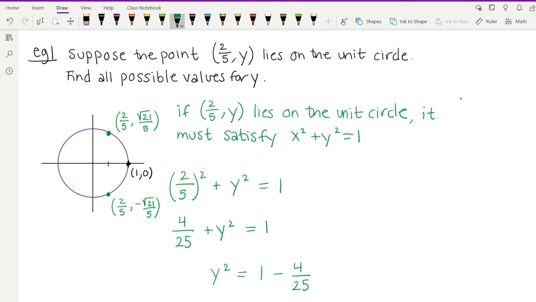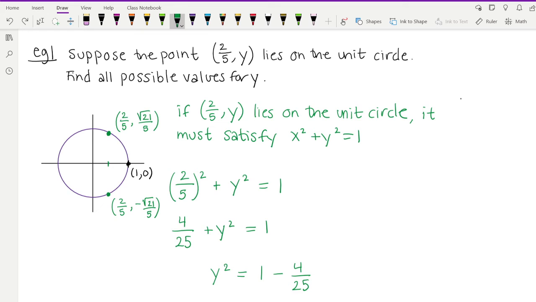So in this problem, I told you to find all possible values for y, but oftentimes in this style of question, you'll also be told what quadrant the point lies in. So instead, if I had wanted you to find just one of these 2 points, I could have said, suppose the point 2/5 comma y lies on the unit circle in quadrant 1. So if you knew it lay in quadrant 1, then that would tell you it is this point.